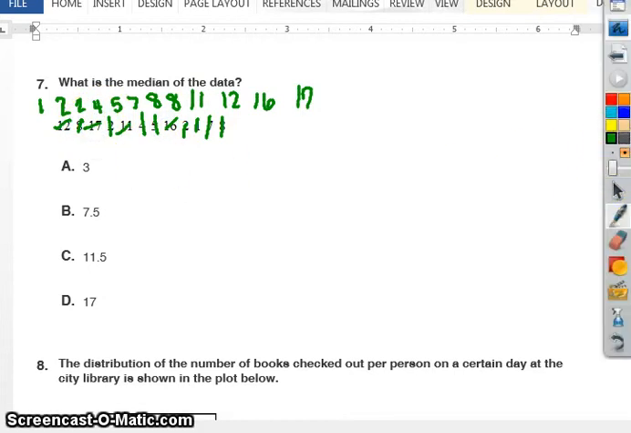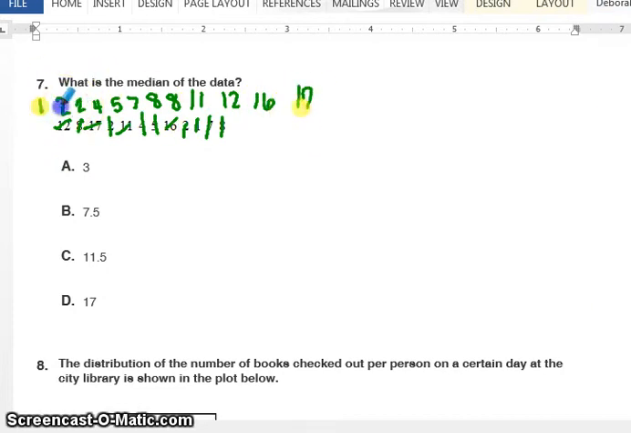Alright, and I'm looking for the median again. So, median mafia, there's 1, 2, 3, 4, 5. I'm looking for right between 7 and 8, and that should be 7.5.